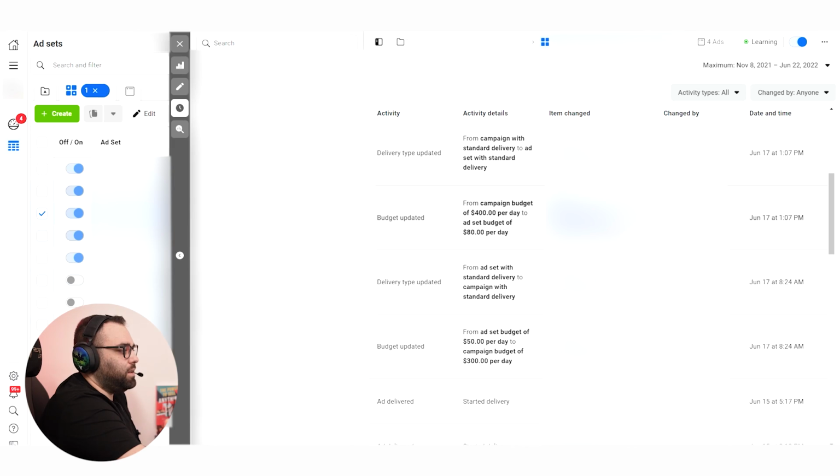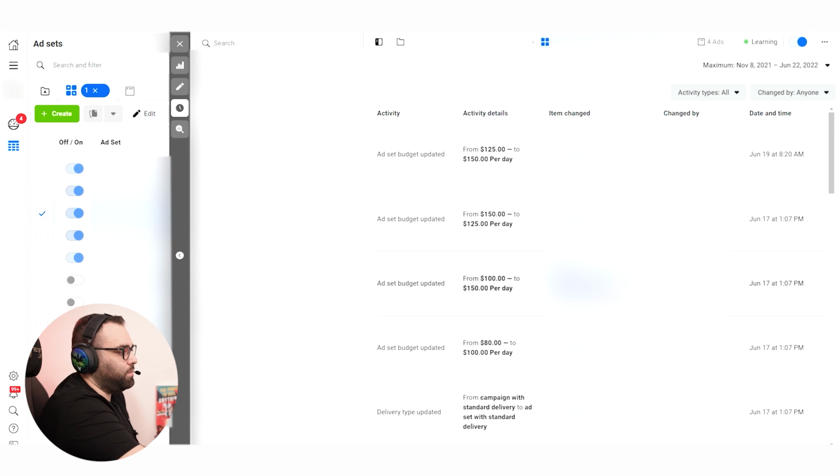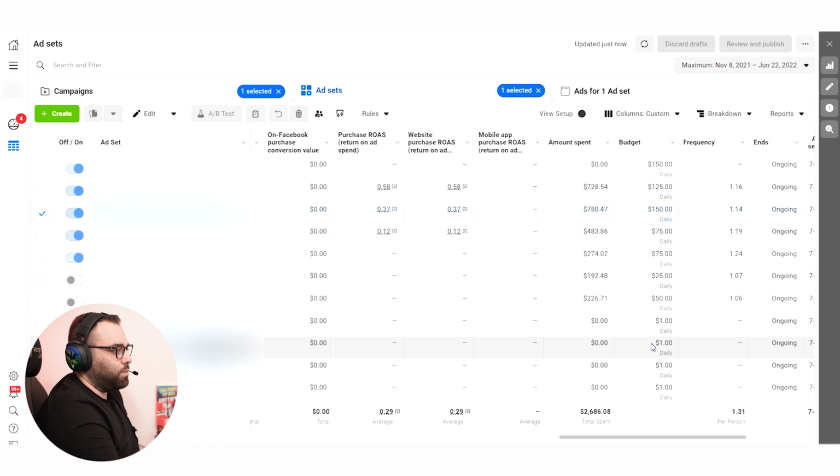And then we see that he dropped from 400 to 80, and from 80 to 100. This is not a serious optimization over here. This is also another reason that I don't like ABO. There's no serious optimization actually happening over here.